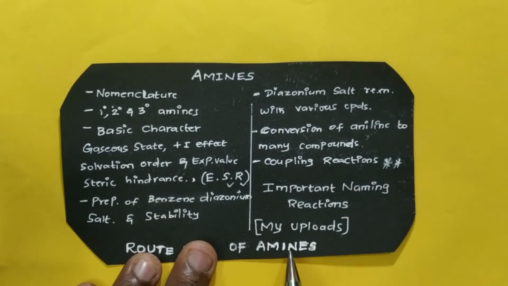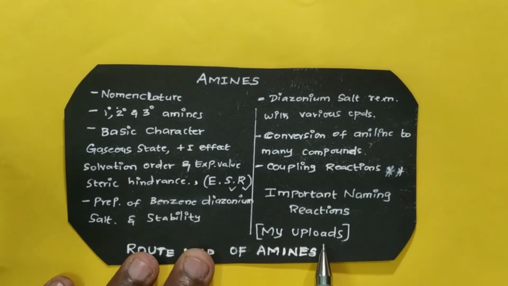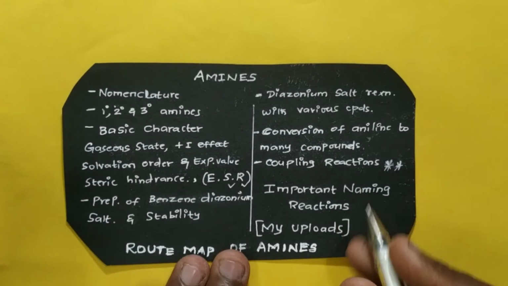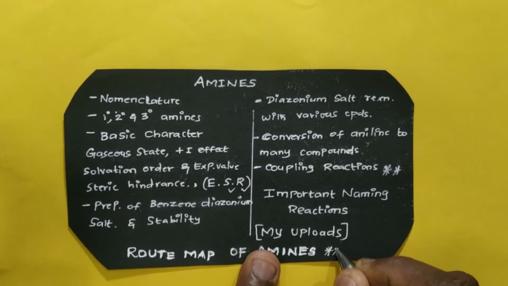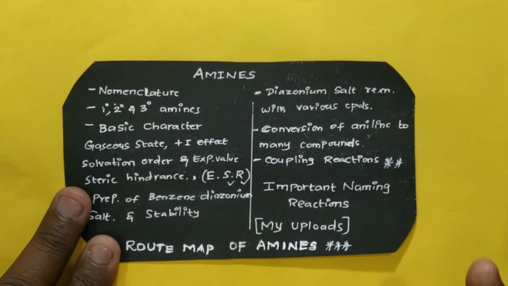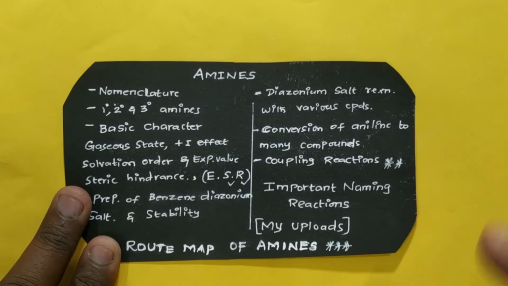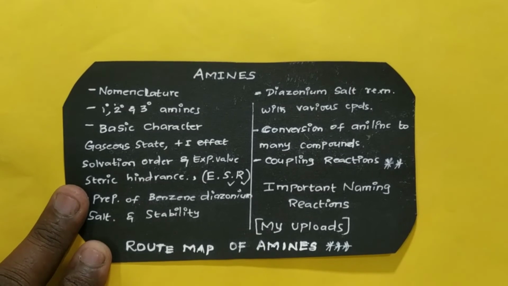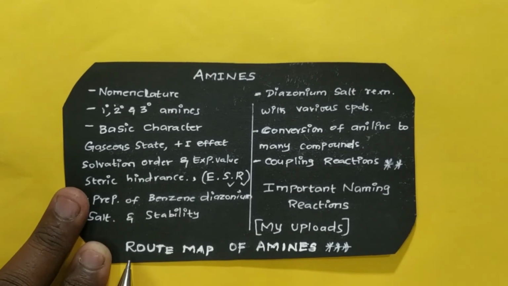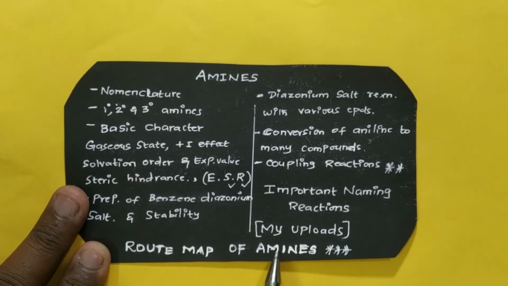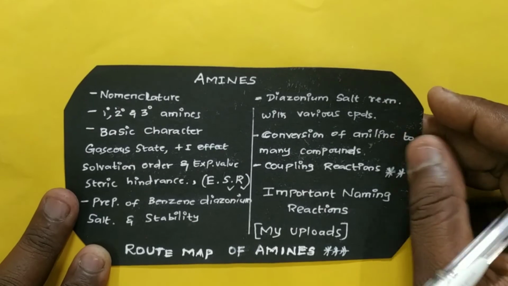And important naming reactions, so you just go and watch my previous video, that is the important naming reaction section. And don't forget to watch this route and roadmap of amine, that will give you a good idea about how to convert the amine to other compounds. So in the amine conversion, if you get any type of amines, if you want to convert to any type of compound, you just go and make an understanding about this route and roadmap, so you'll be getting an idea about this. Just go and watch my previous videos.